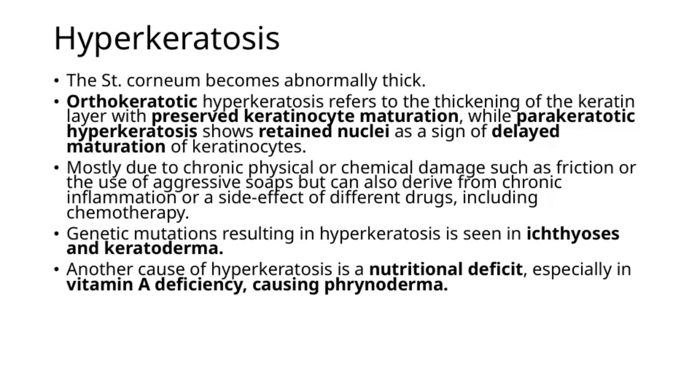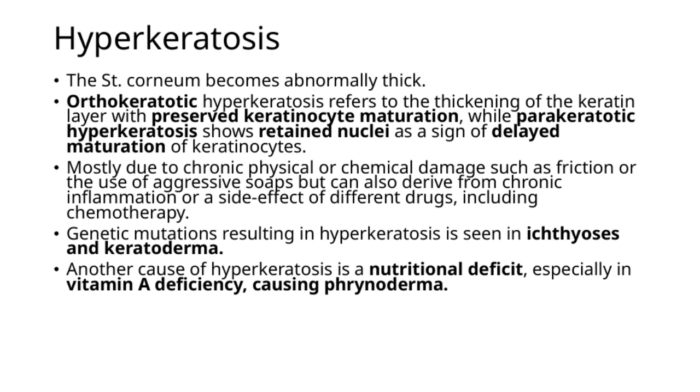In this slide, we're looking at hyperkeratosis, which is essentially an abnormal thickening of the outermost layer of the skin, the stratum corneum. Now, there are two main types to keep in mind. First is orthokeratotic hyperkeratosis, where the keratin layer becomes thickened, but the keratinocytes still mature normally, meaning their nuclei are gone as they should be. On the other hand, perikeratotic hyperkeratosis involves retained nuclei within the keratin layer, indicating a delay or abnormality in keratinocyte maturation.